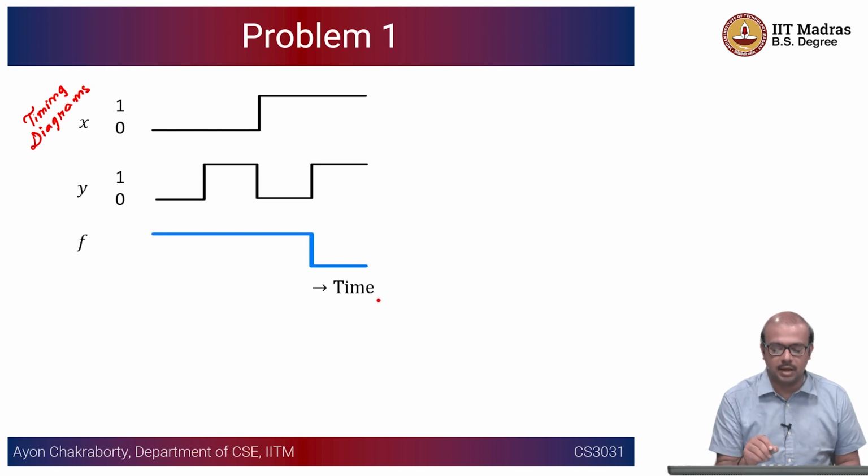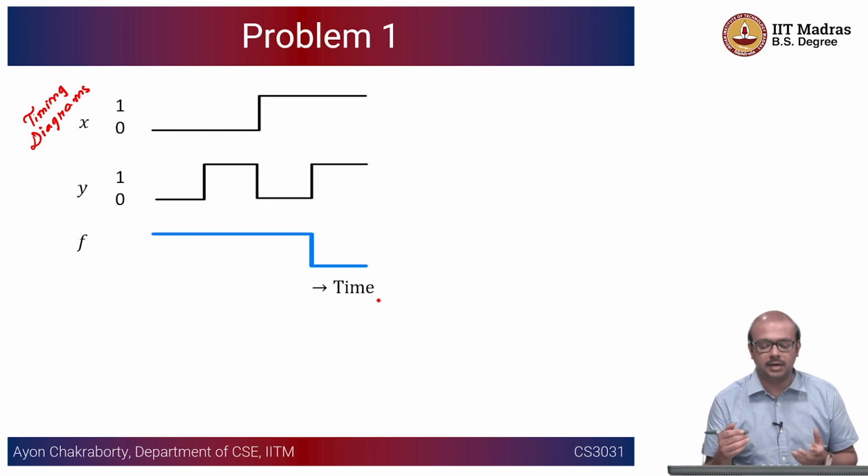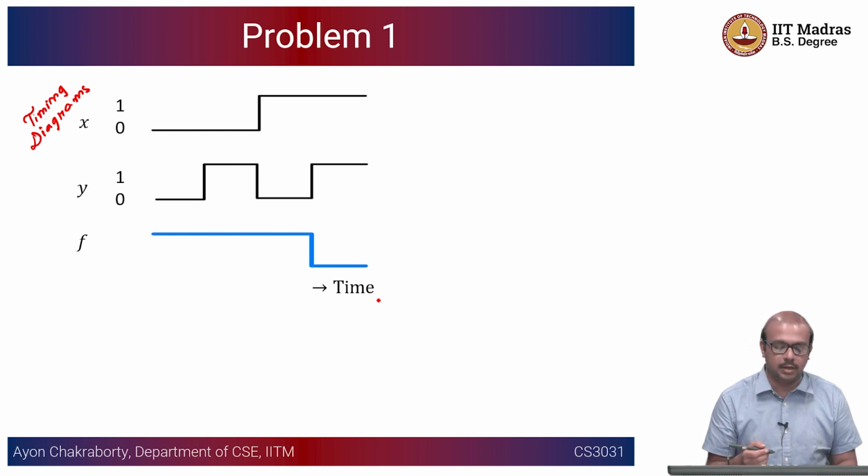X-axis is time, as you can see. The y-axis for the different inputs and outputs is the amplitude. So in this particular case, the amplitude is binary. It can either be 0 or 1. So let us look at this problem where you have a series of different inputs.